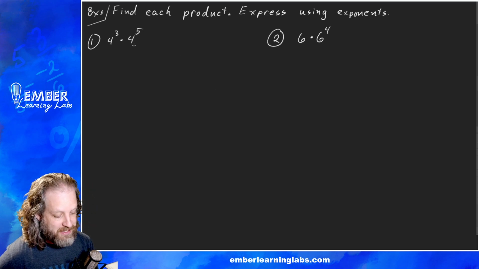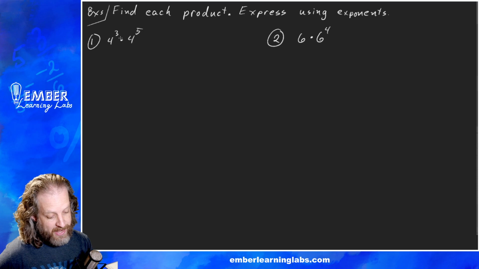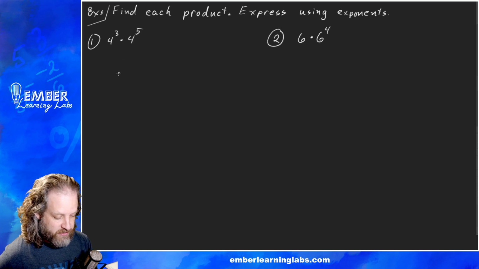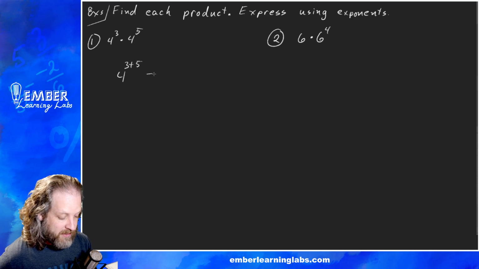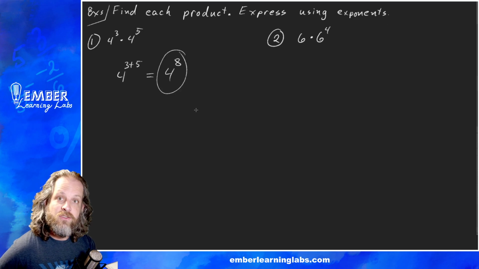Find each product, express using exponents. Okay, so we've got like bases multiplied. What are we going to do with the exponents? We're going to add them. So this is going to turn into 4 to the 3 plus 5. And we can go ahead and clean that up. 3 plus 5, of course, is 8. And we're going to leave this as 4 to the 8th because we want to express our answer using exponents.